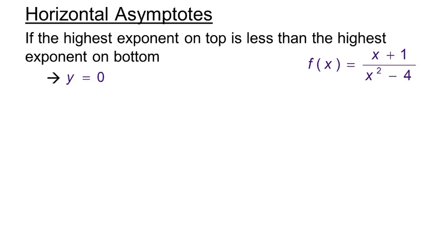An example might look like this: (x plus 1) over (x squared minus 4). The highest exponent on top is 1. The highest exponent on bottom is 2. So since the top is less than the bottom, the horizontal asymptote is automatically y equals 0.